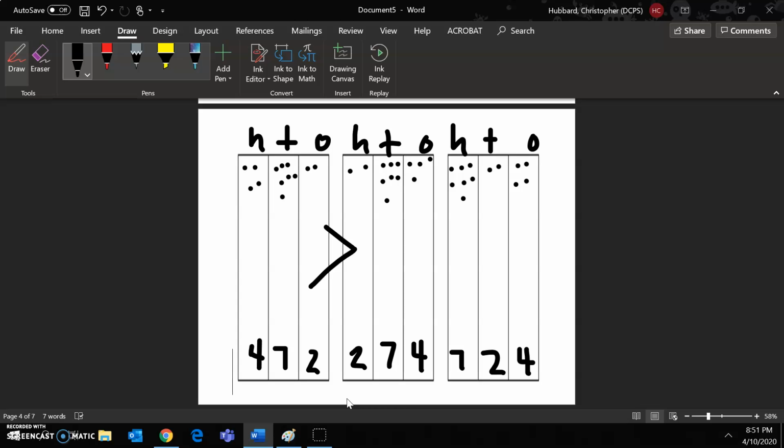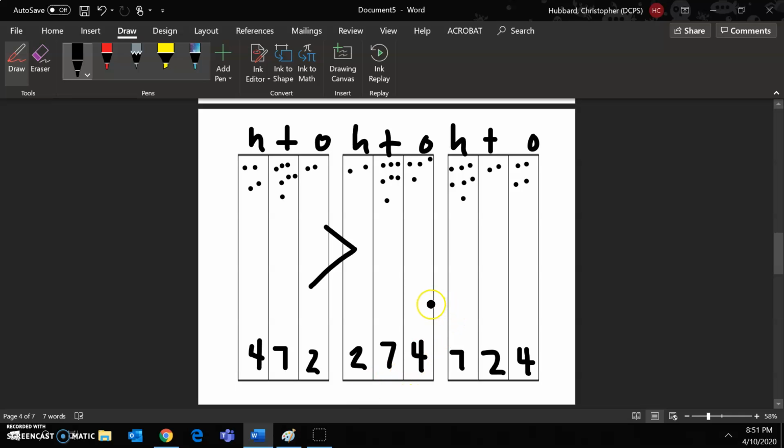All right, so how do we know that 472 is bigger than or greater than 274 by looking at our place value chart? Right, so if we look at our hundreds, we see that 472 has 4 hundreds and 274 only has 2 hundreds. So 472 must be greater.